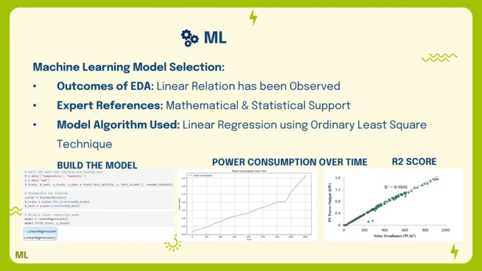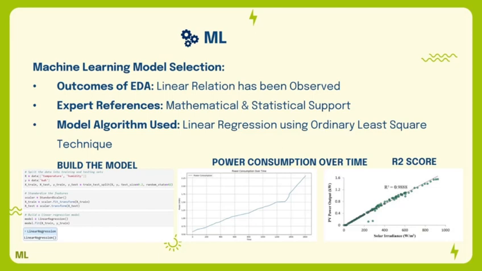Now let's deep dive into the steps. Imagine you have data about how much electricity a building uses over time. You might want to predict future electricity usage. This model does exactly that. Here's how it works. Firstly, we collected the data and performed data preprocessing to make sure that the data is in a format our model can understand.